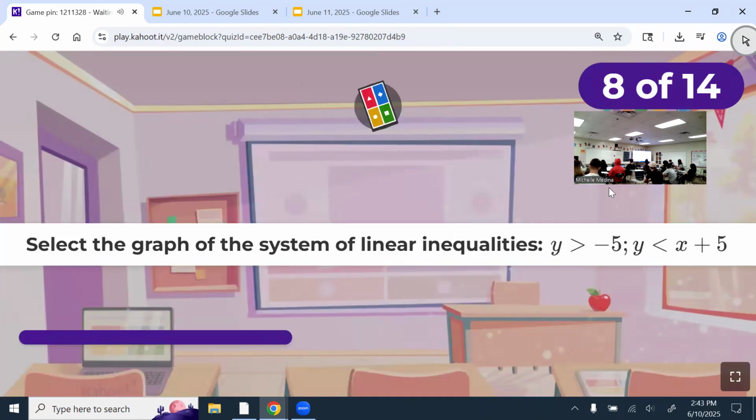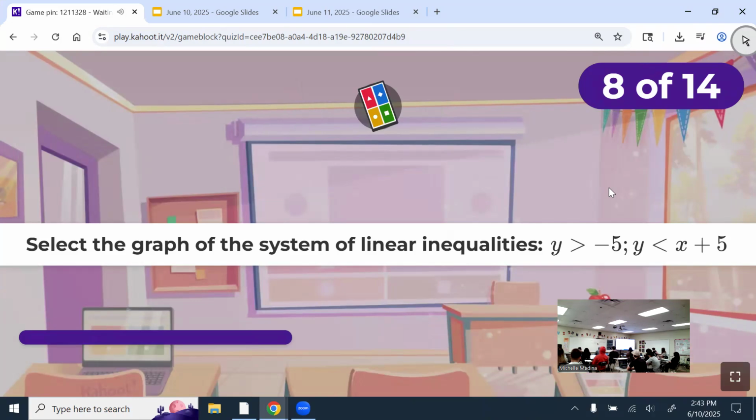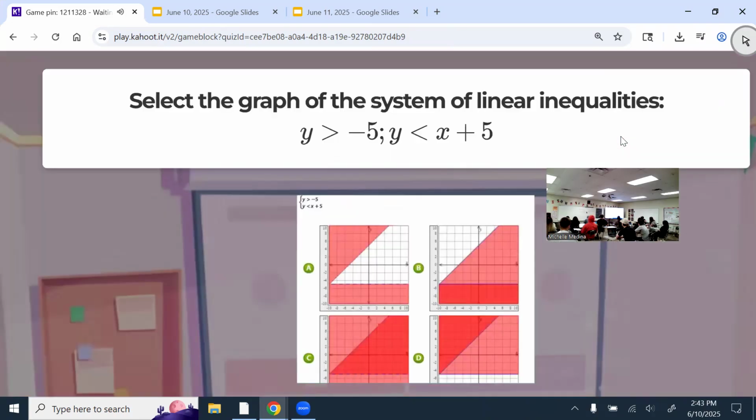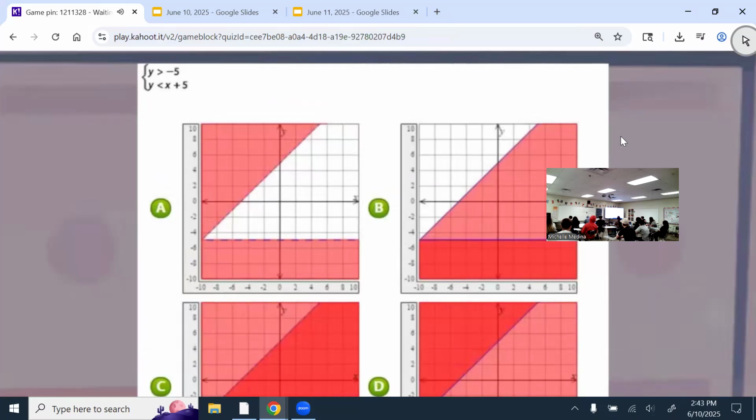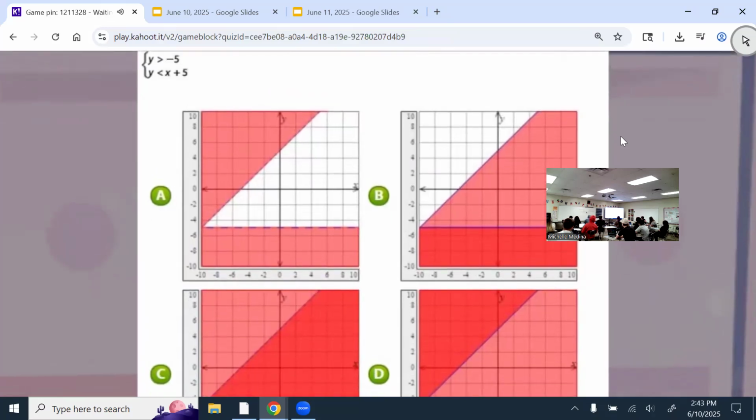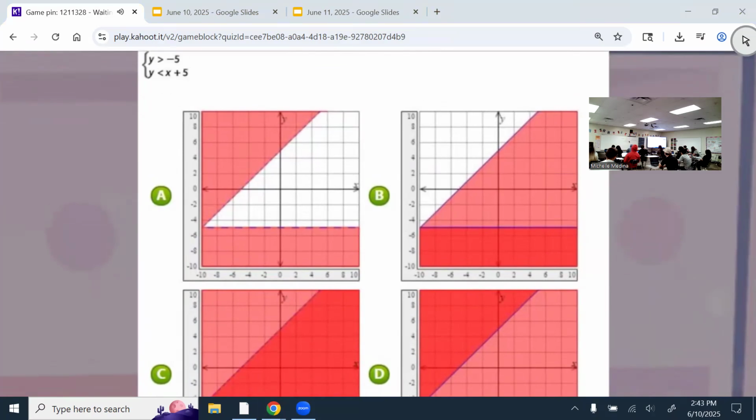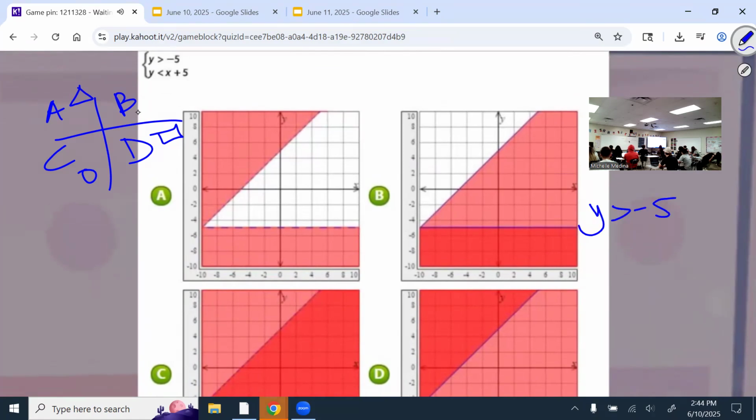All right, select the graph of the system of linear inequalities. I know it's hard to see, I'm sorry. So I'm going to zoom in, I'll rewrite it, but you're selecting the graph that matches the system. And the options match how they look on the screen, so it goes A, B, C, D for your options. And then for the inequalities, if you can't see this tiny writing, then I wrote it a bit bigger.